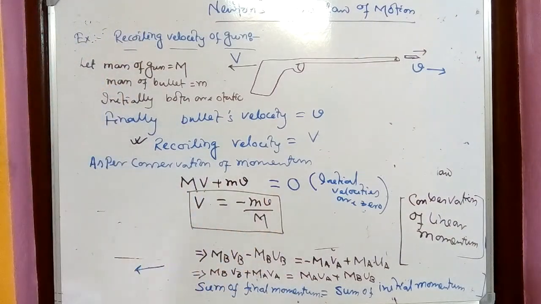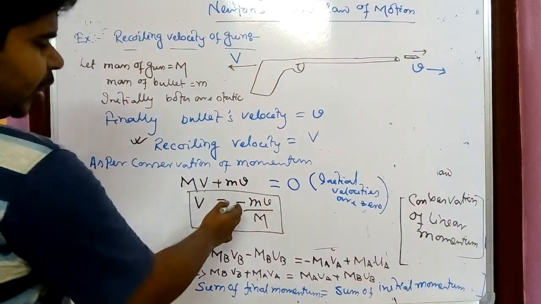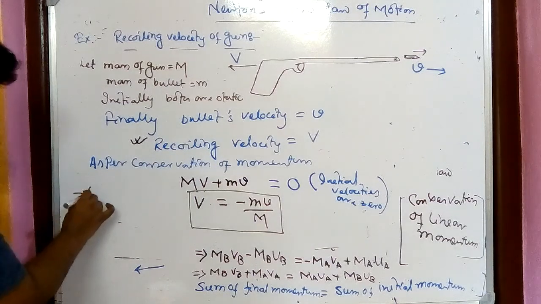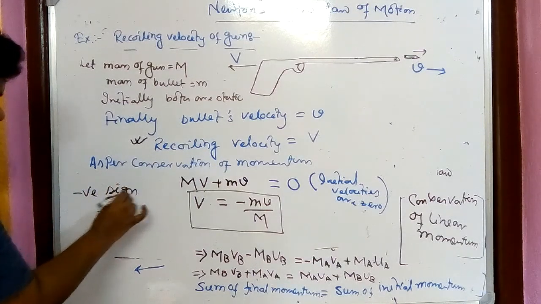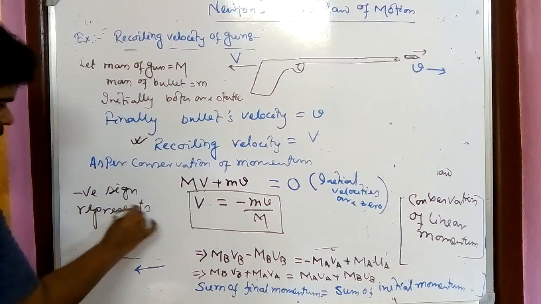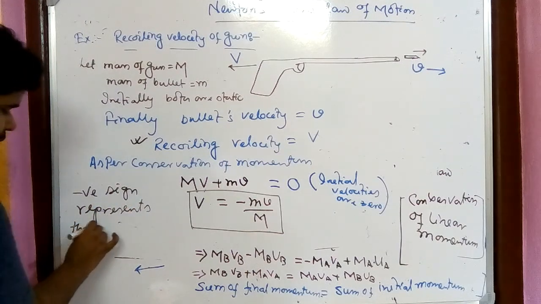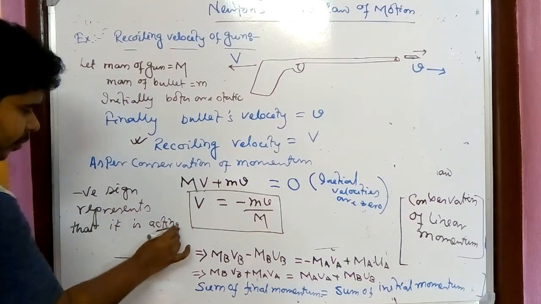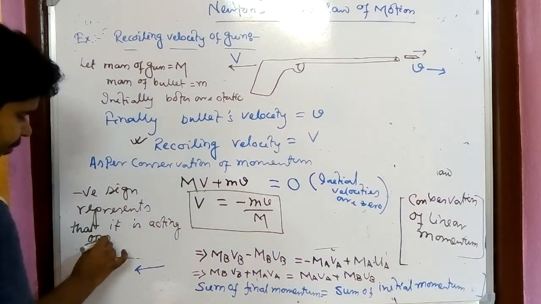So from here we can understand what the recoiling velocity of the gun will be. As you see, the negative sign represents that it is acting in the opposite direction.